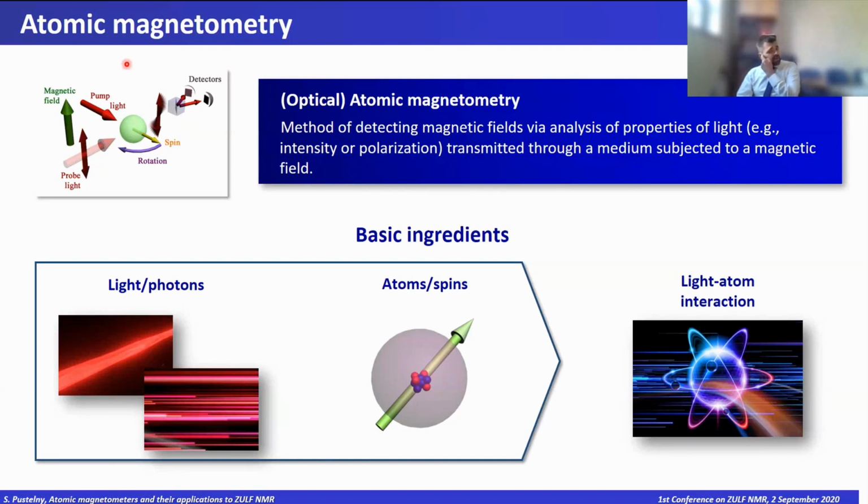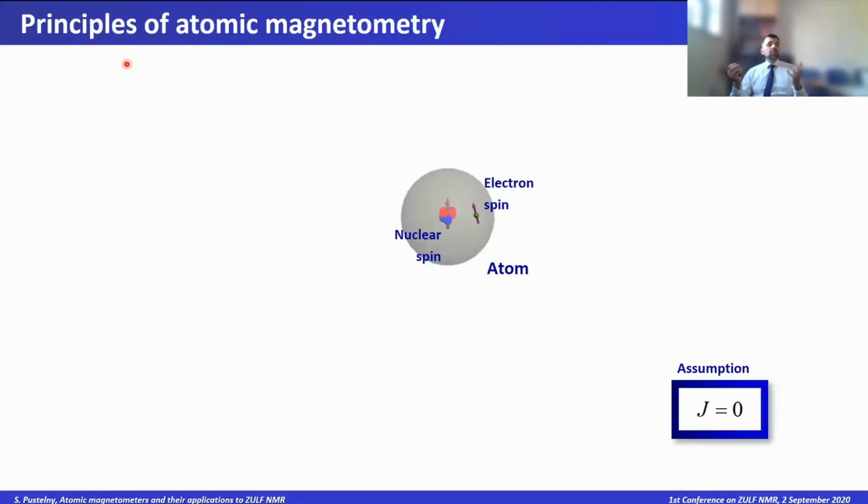So the basic ingredients in the picture are, of course, light. So you need to have photons, and atoms being the second ingredient, or more particularly, their spins, atomic spins in this situation. When you get these two things to interact, and then you have your system that is subject to magnetic field, you can think about detecting magnetic fields in an optical manner. So how do you do this? What is the basic fundamental principle of measuring this?